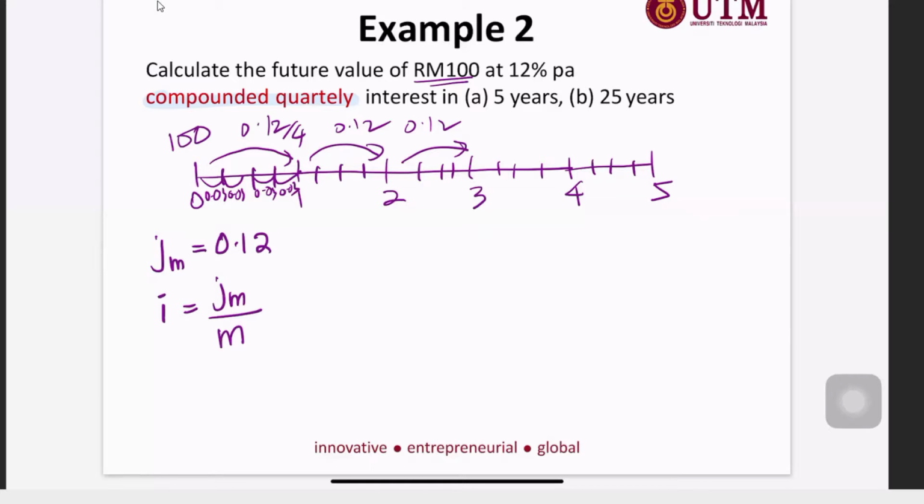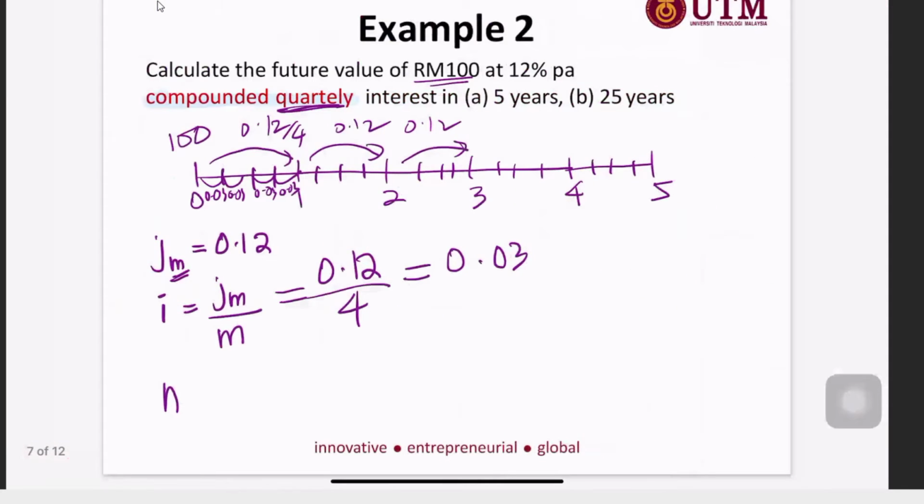Okay, so here this M is the quarterly. That means 0.12 would be divided by 4, so you will get 0.03. And after that, now find the value of N.